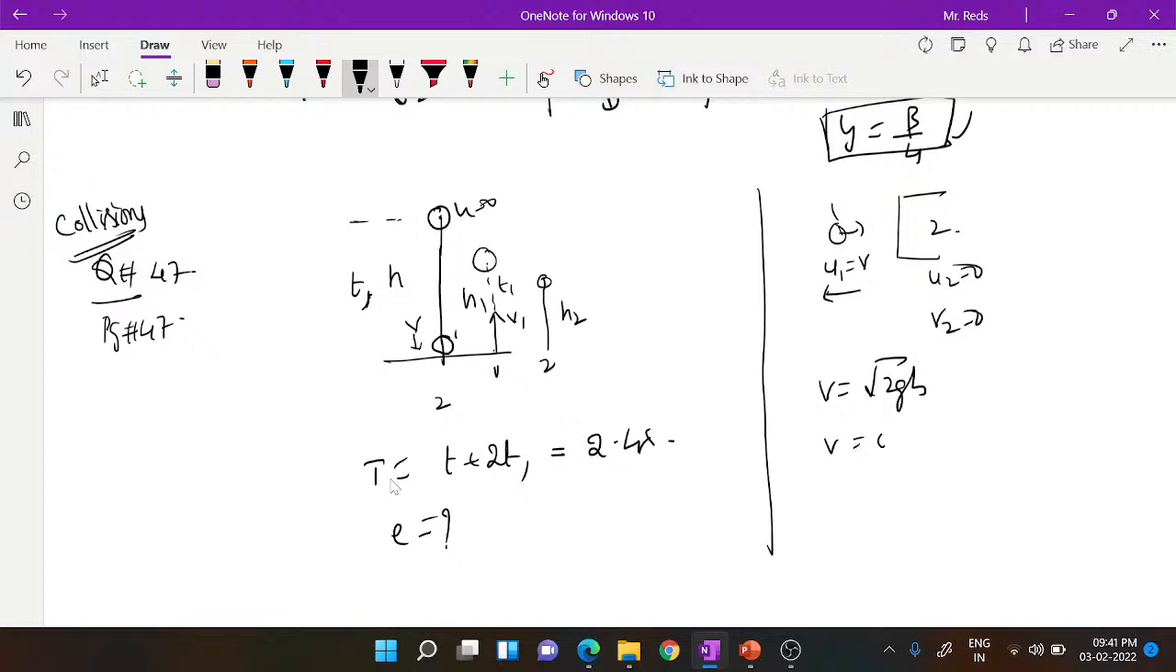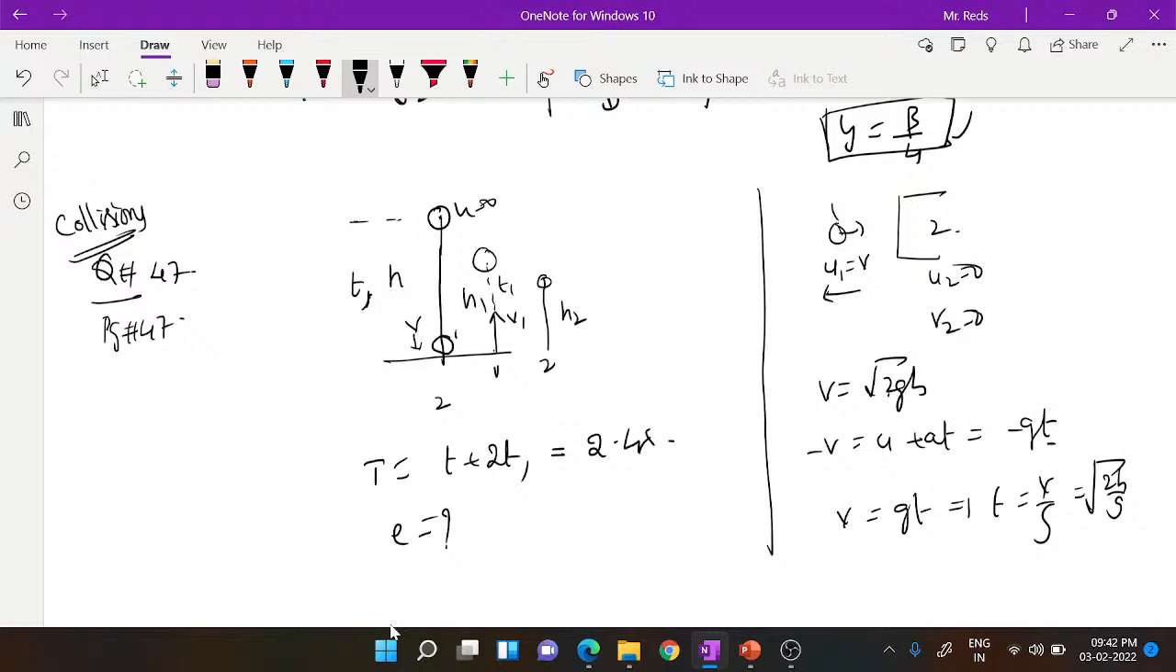By using v equals u plus at, here a is minus g, and u is 0, so it is minus g into t. Since v is also downward, the minus signs cancel, so v is equal to gt. From this, t is equal to v by g. v is square root of 2gh, divided by g. Taking this under the root, you get square root of 2h by g, which is the time taken here. From here to here, t is square root of 2h by g, and t1 is square root of 2h1 by g.